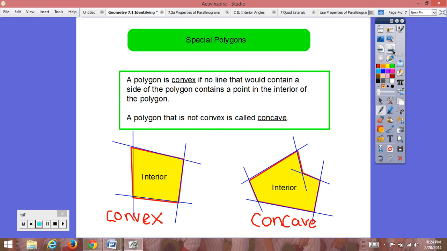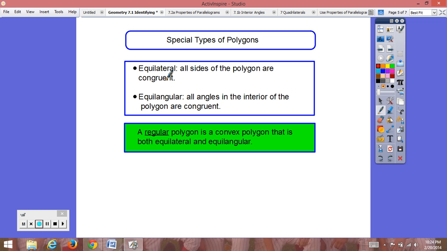Okay, and now we have a few more special types of polygons, a few words that we have seen before. Equilateral, we know what that is with triangles. An equilateral polygon means all sides of the polygon are congruent, so all the same length. An equiangular we have seen before. All angles in the interior of the polygon are congruent, so all the angles will have the same measurement. Now, our third special type of polygon is a regular polygon. And a regular polygon is a convex polygon that is both equilateral and equiangular.